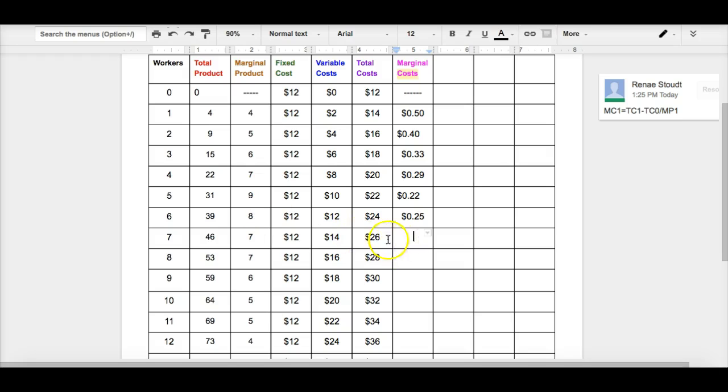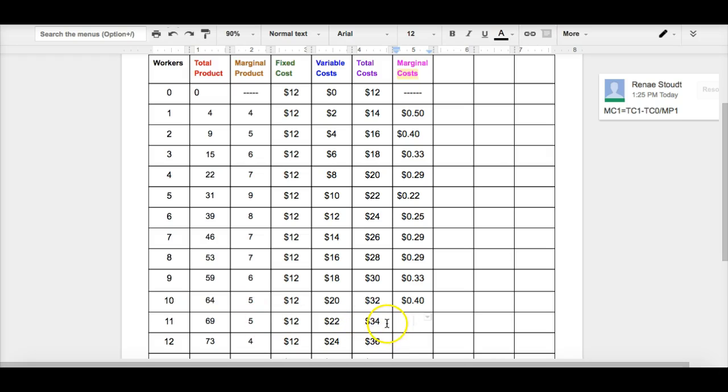For 7 workers, we're going to subtract 26 minus 24 divided by 7. So 26 minus 24 is 2, divided by 7 will give you 29 cents again. At 8 workers, we're subtracting 28 minus 26 divided by 7 again, so another 29 cents. At 9 workers, we're subtracting 30 minus 28, which is 2, divided by 6, which is 33 cents. Oops, it's blue. Sorry. Let me change the color here. At 10 workers, we're going to subtract 32 minus 30 divided by 5. So 32 minus 30 divided by 5 will give you 40 cents.